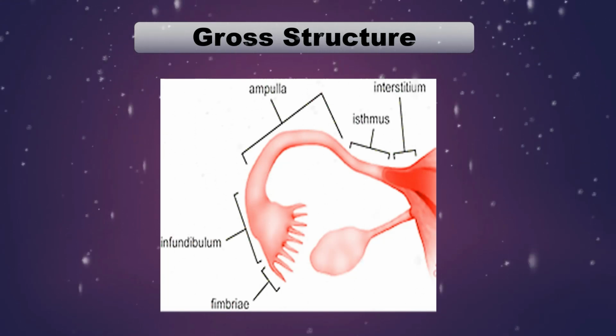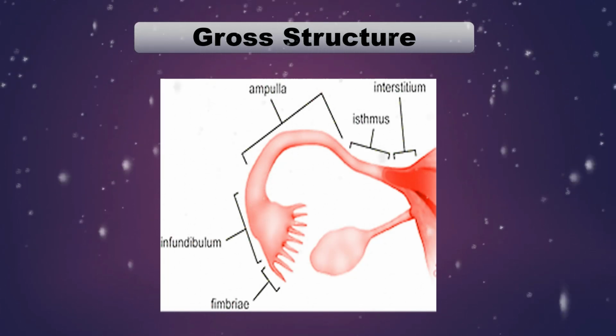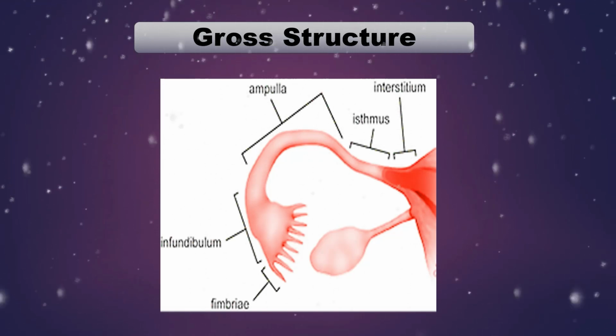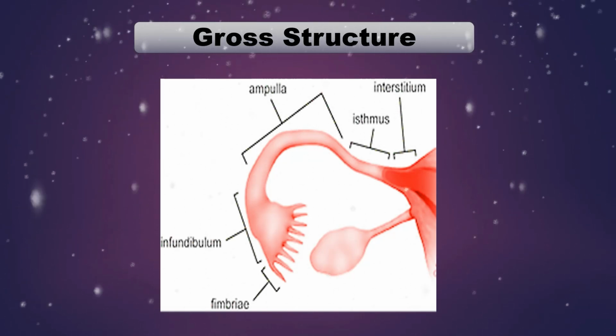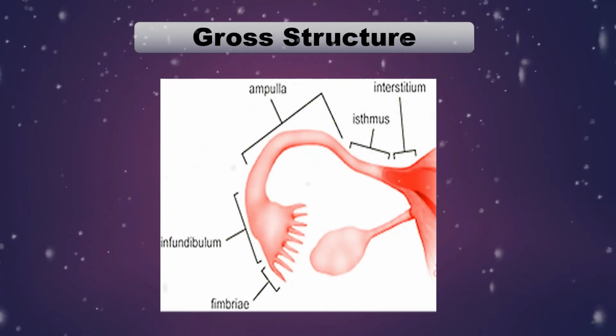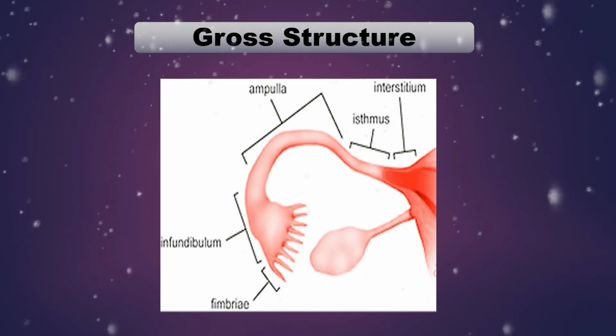And the uterine tube has 4 portions. The first portion is the interstitial portion, and it is 1.2 cm long and it lies within the wall of the uterus. Its lumen is 1 millimeter wide.